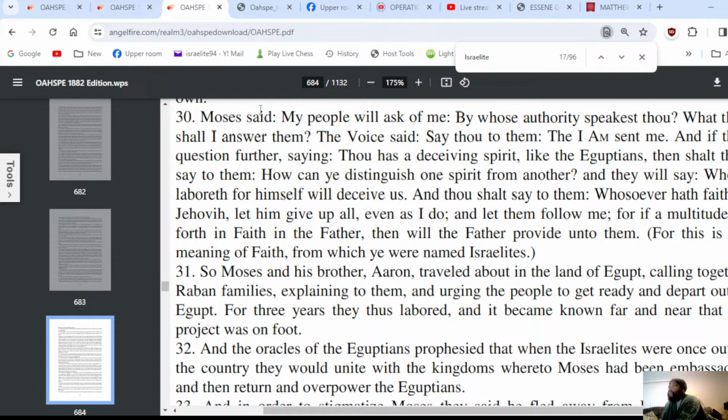Okay, now here we see Moses responding to, it has to be the angel of the Lord. Now, let me hold my tongue on what I want to say and just read first. It says, "My people ask me, by whose authority speakest thou? What then shall I answer them?" The voice said, "Say thou to them, the I Am sent me. And if they question further, saying, thou hast a deceiving spirit like the Egyptians, then shalt thou say to them, how can ye distinguish one spirit from another?"